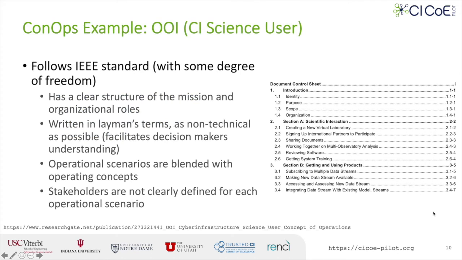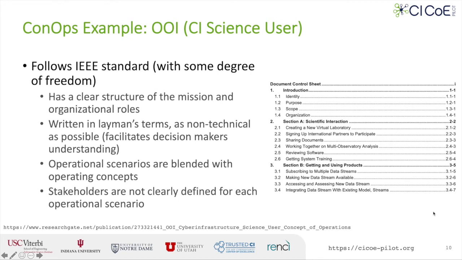Now we're going to analyze some examples of ConOps documents applied to NSF Major Facilities. This one is developed by the OOI and is directed to the CI, the cyberinfrastructure science user. So note that here the stakeholder is very specific. It's a user, and more specifically a CI scientist.